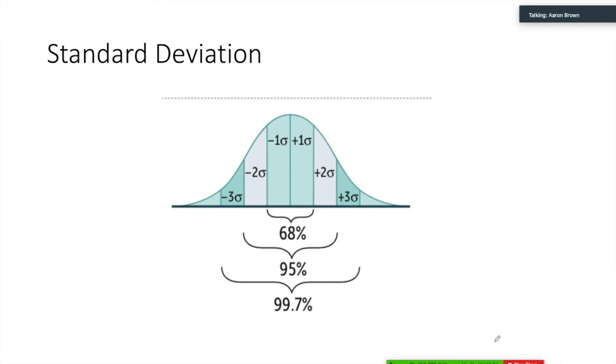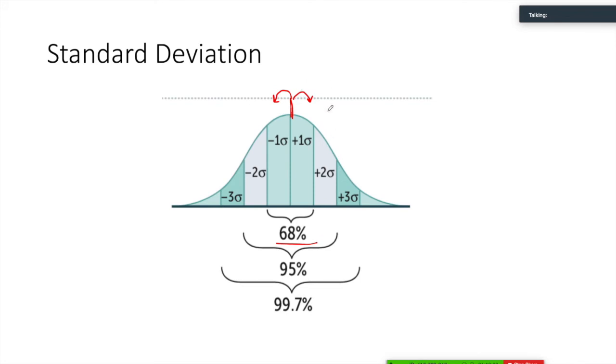All right, so standard deviations. This one just kind of comes down to memorization. You have to memorize that 68% is within one standard deviation. Okay, so here's our mean. We have 34% to one side of the mean, 34% on the other side of the mean. Okay, so that's one standard deviation. Two standard deviations is going to be 95%.